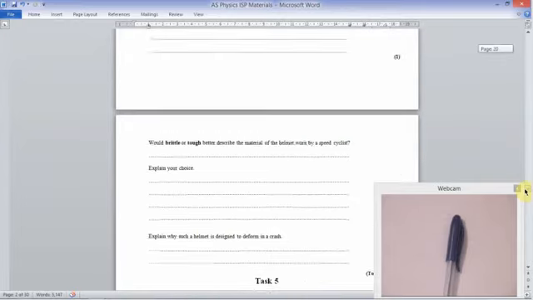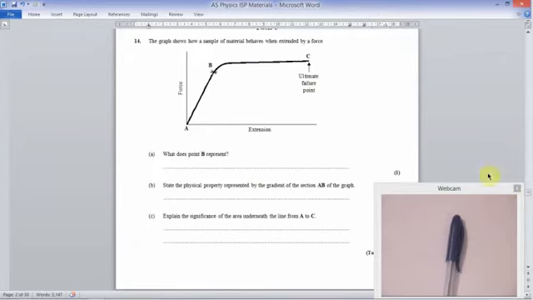Okay, so here we go. Task 5, question 14. Point B, that's the limit of proportionality, so after that, no longer proportional. State the physical property represented by the gradient of section B of this graph. It's force against extension, so that's going to be the stiffness of the sample.